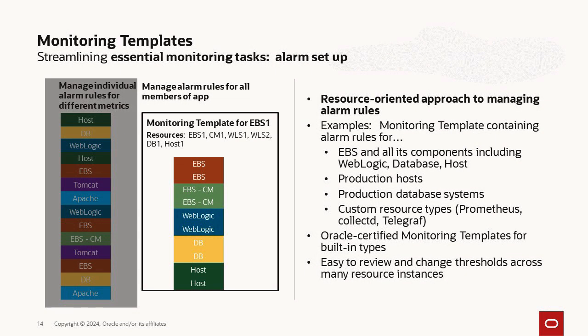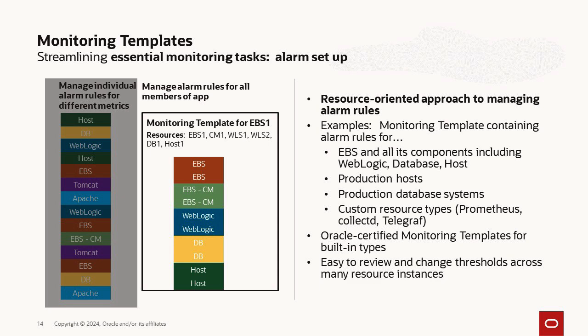One essential monitoring task is to just simply set up alarms. And currently, setting up alarm rules is done on a per metric basis. Over time, it can become a challenge to manage all of these individual alarm rules across different metrics, across different resource types. It's super hard to try and answer basic questions like, what alarm thresholds do I have set up for my hosts, or my database systems, or my EBS application? It's hard to answer this question because you have to look at individual alarm rules, since there isn't a way to just see these conditions all together.